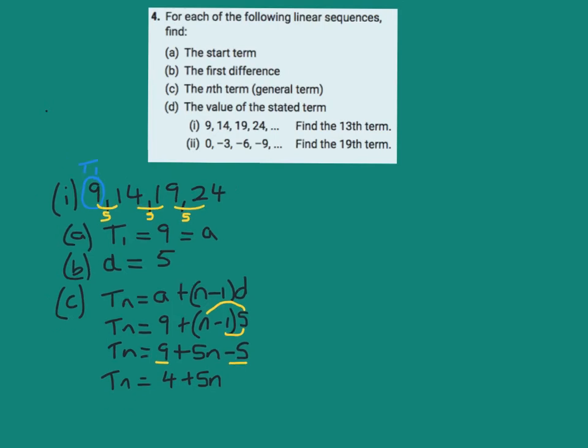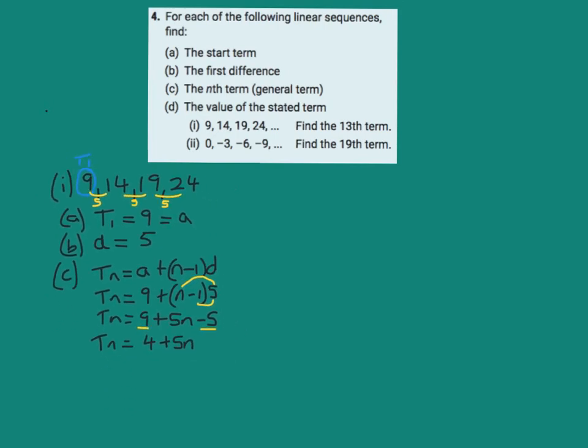And then the last part of that question asks me to find the 13th term, so I have that one done, that one done, that one done, and I can use my formula for that. So T13, I get 4 plus 5 by 13, and I'm going to pop that into the calculator. I'm not very good at my 13 times tables, so 4 plus 5 multiplied by 13 will give me 69.